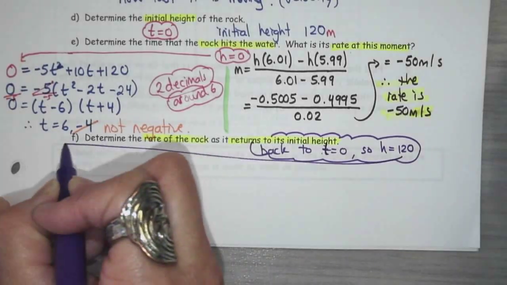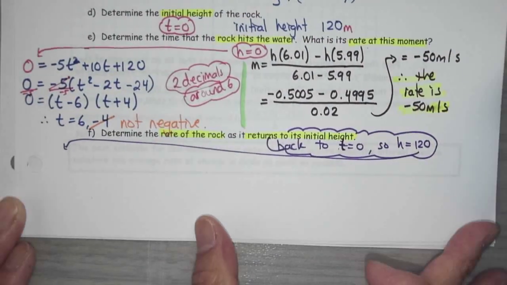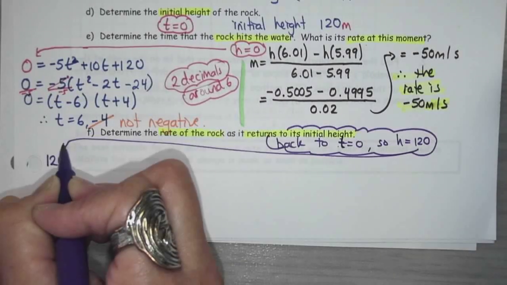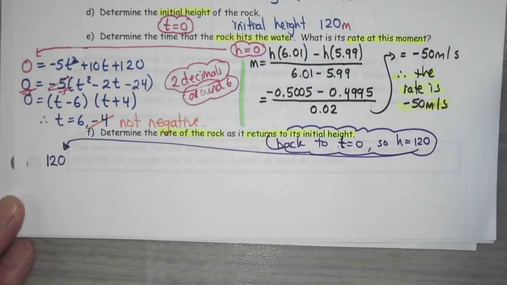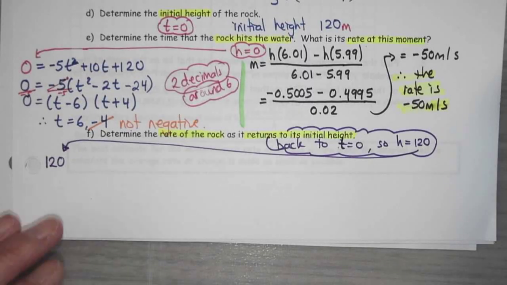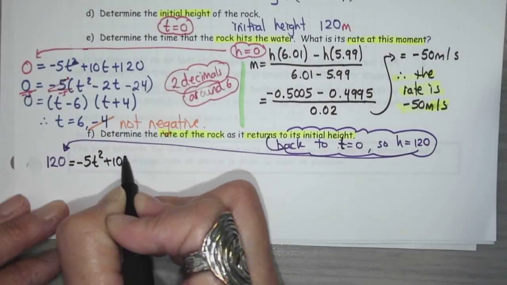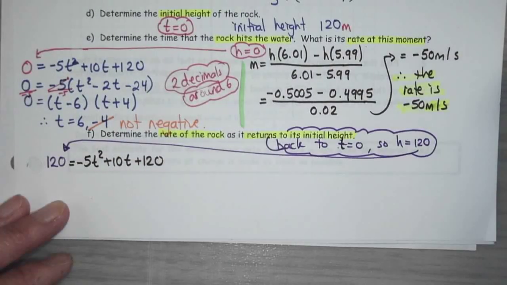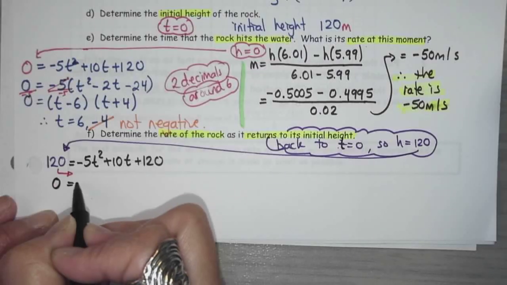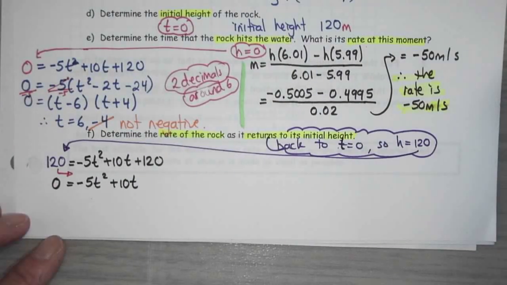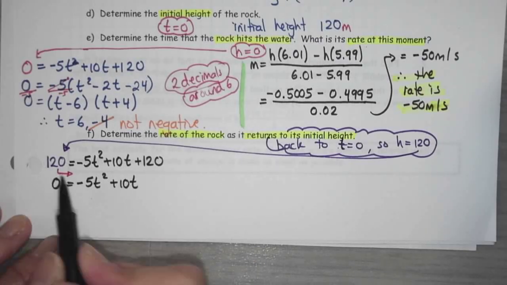So drag it all the way over here and start it on the left side of the page so you have room for your slope. So 120 goes here on the left side, and the same thing we're solving: negative 5t squared plus 10t plus 120. This is regular. We're going to bring the 120 over. When you bring it over, you get 0 equals negative 5t squared plus 10t, right? And the 120s went away because I brought it over.